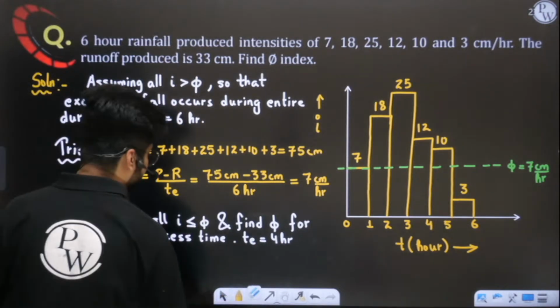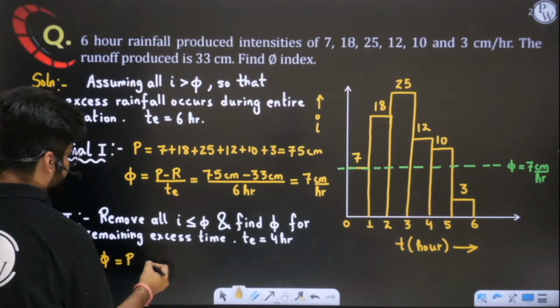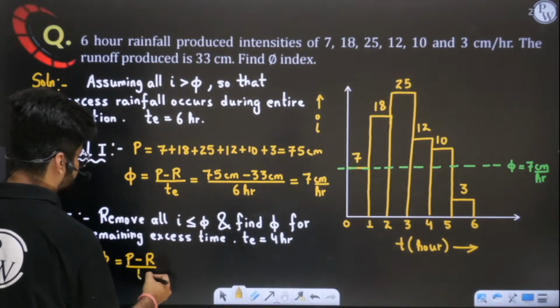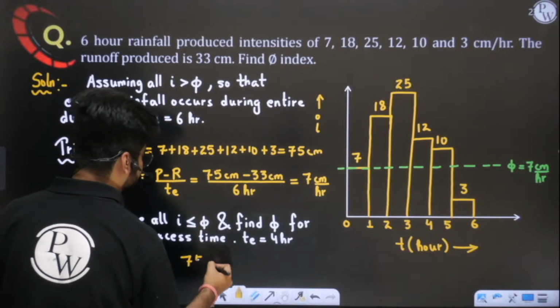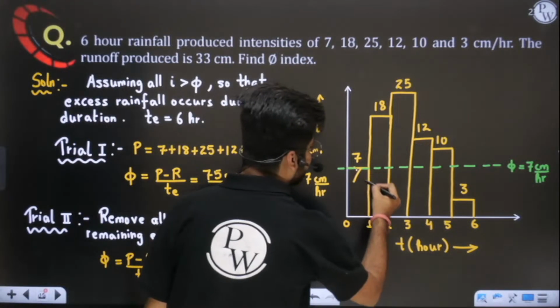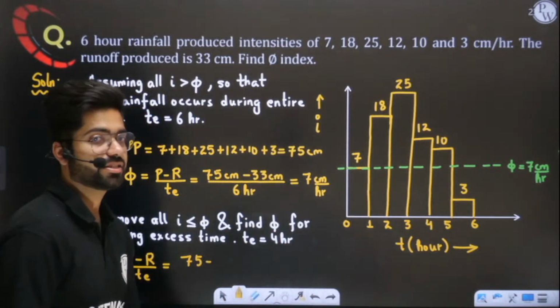Okay, now sir, what will I do? I have to remove them, so I will find another phi. I will find another phi: P minus R upon excess time. Okay, so P is 75. Out of this 75, we have to remove this 7 and this 3. Why? Because they are not in excess now.